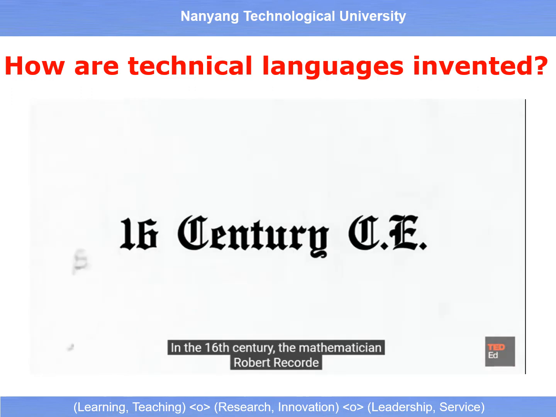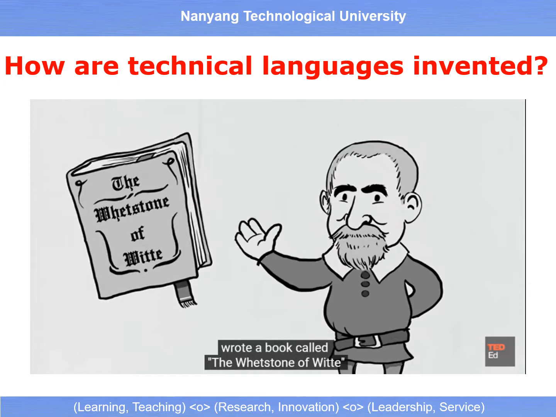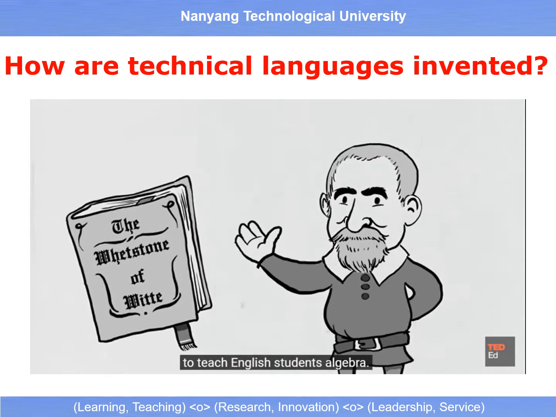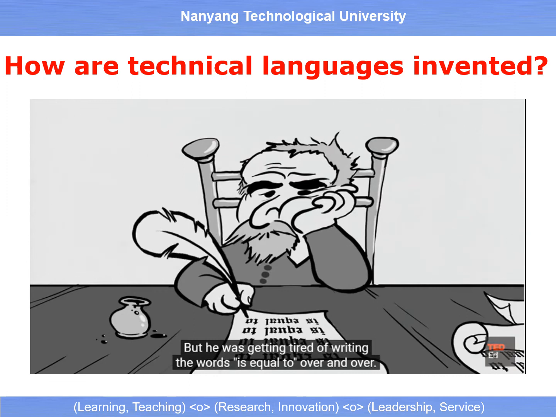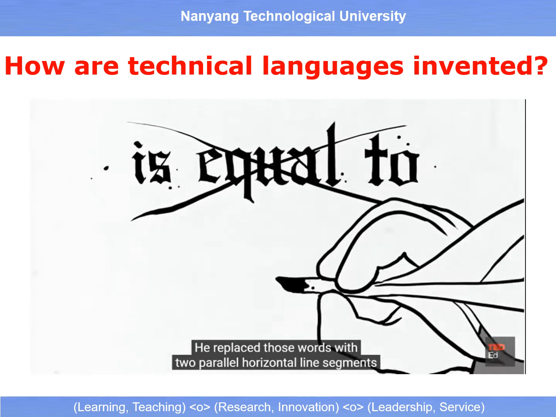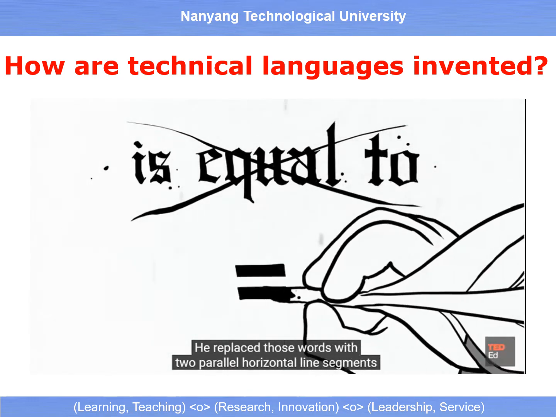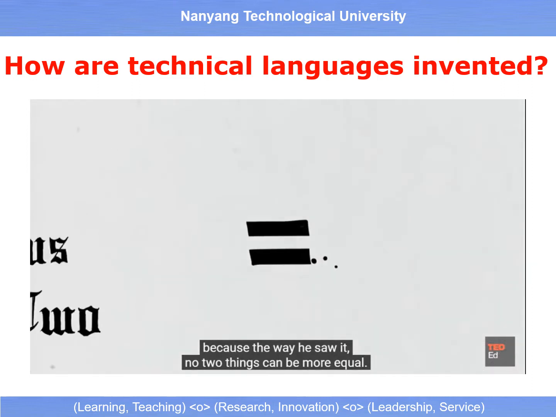In the 16th century, the mathematician Robert Recorde wrote a book called The Whetstone of Wit to teach English students algebra. But he was getting tired of writing the words "is equal to" over and over. His solution? He replaced those words with two parallel horizontal line segments because the way he saw it, no two things can be more equal.